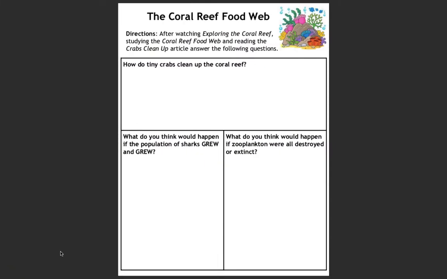Now, the 3 questions you are going to answer, you need to answer after you do all of that studying from those 3 resources. So the directions say, after watching Exploring the Coral Reef, studying the coral reef food web, and reading the Crabs Clean Up article, which are the 3 things I just showed you, answer the following questions. Question 1 says, how do tiny crabs clean up the coral reef? So this question will be answered in that article that you're going to read called Crabs Clean Up.